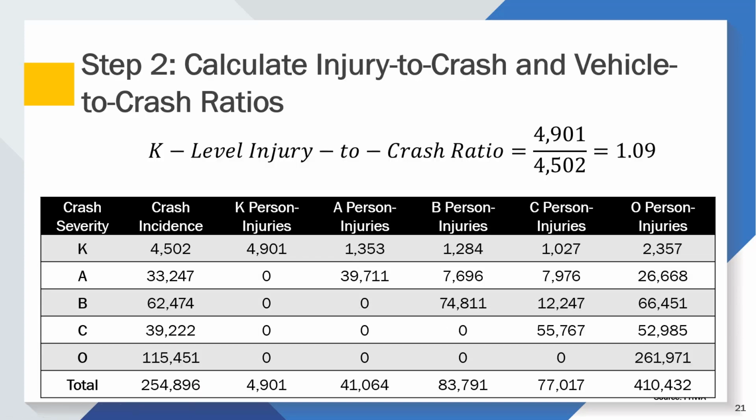To determine injury to crash ratios, you would calculate the number of person injuries by severity that result from an average crash of a given severity level using merged crash level and injury level records. You can calculate similar ratios for the number of vehicles in property damage only crashes. For example, based on the sample data in this table, there were 4,901 K-level person injuries in 4,502 K-level crashes, which results in a K-level injury to crash ratio of 1.09. Data spanning multiple years offer more reliable results.